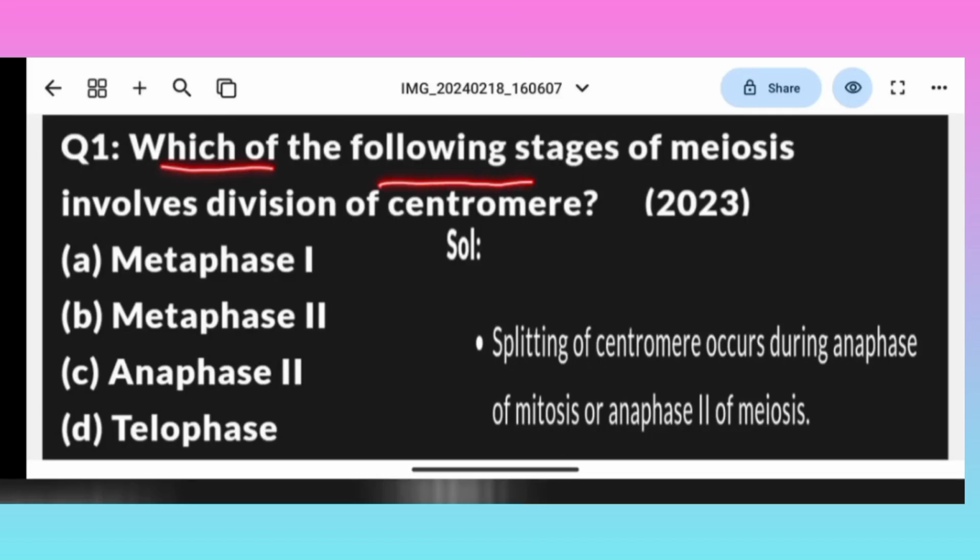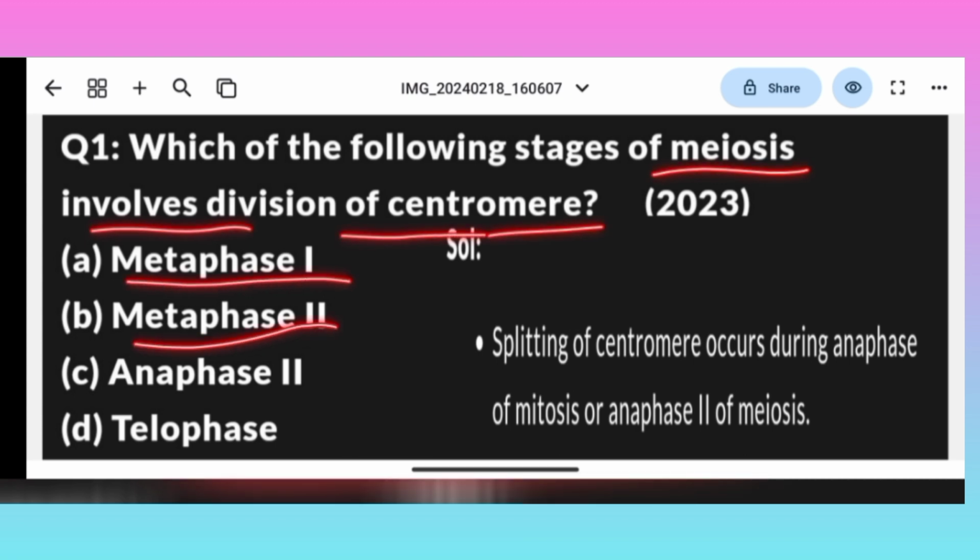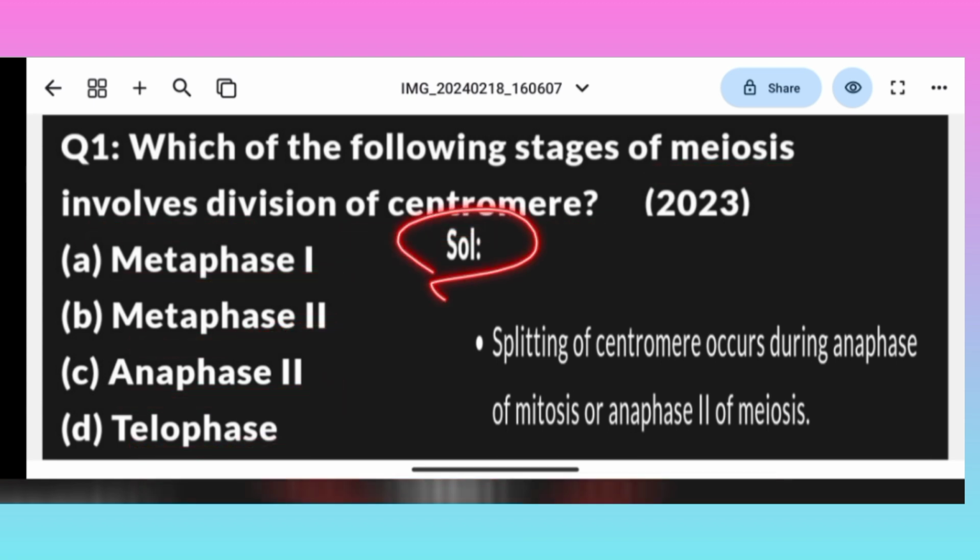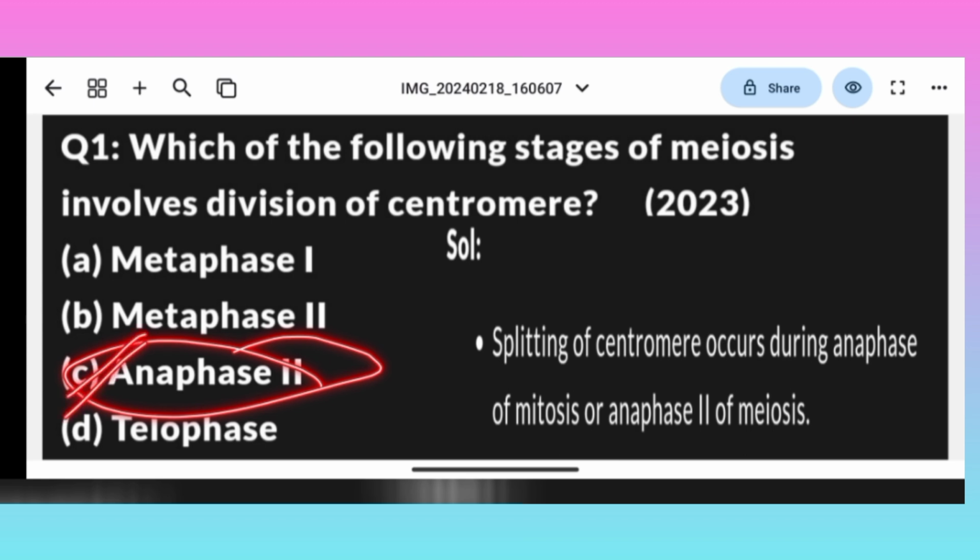Which of the following stages of meiosis involves division of centromere? Metaphase 1, metaphase 2, anaphase 2, telophase. Solution: splitting of centromere occurs during anaphase of mitosis or anaphase 2 of meiosis. Anaphase 2, option C, is the correct answer.